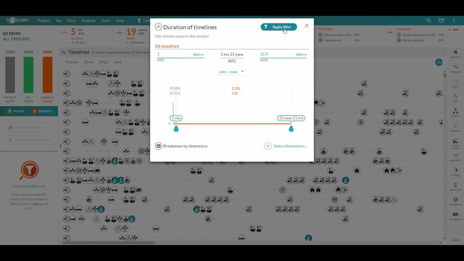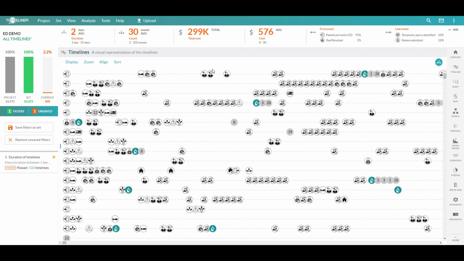So let's focus in and filter in on just those 520 that have taken longer than 1 day. So now all the data is flexed to show me metrics and representation of just these 520 long-running patients. Now, something that stands out here is that the last event in these patient encounters is temporary PAT is identified, which signals that somebody is going back and adding something to this patient record after they've already been released from the hospital.